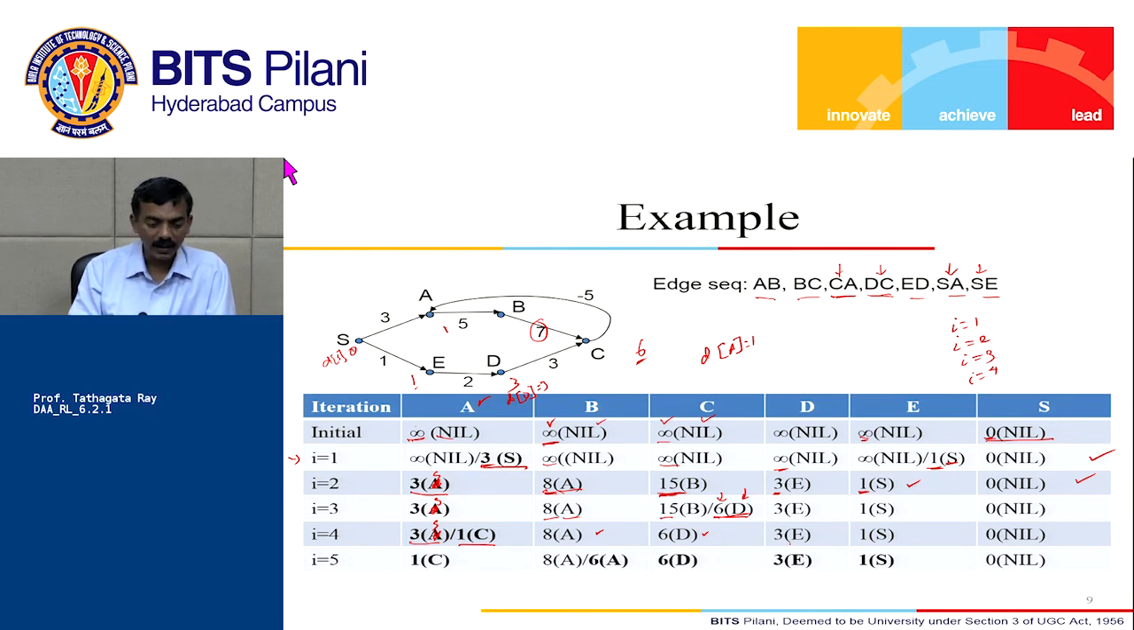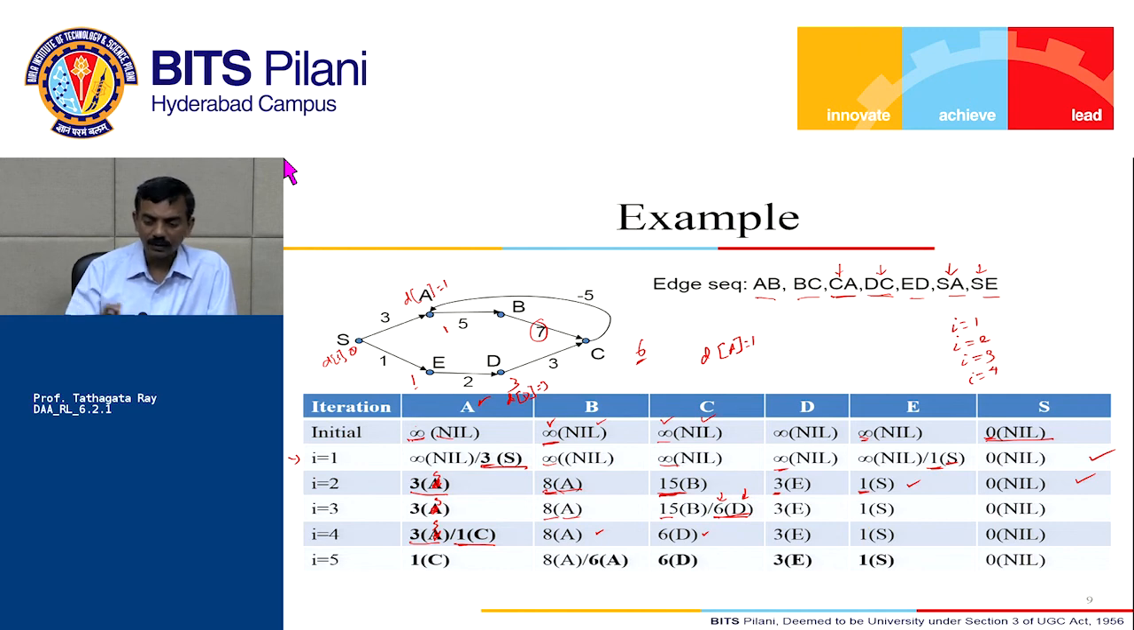What about SA? Now SA, notice that S is 0, DS is 0, plus 3 is 3, which is not going to be less than 1 because already DA is 1, right? This DA is 1. So 3 is not less than 1. So that doesn't need an update. How about SC? SC also, S is 0 plus 1 is 1 and E value is already 1. So that is also not lesser. So that also doesn't need an update.